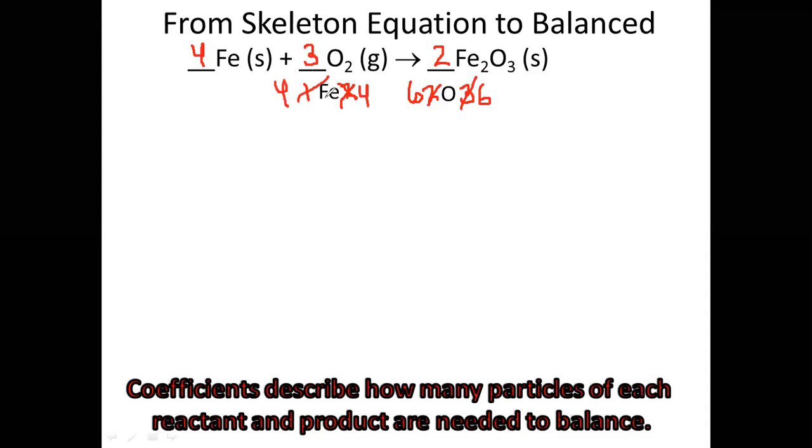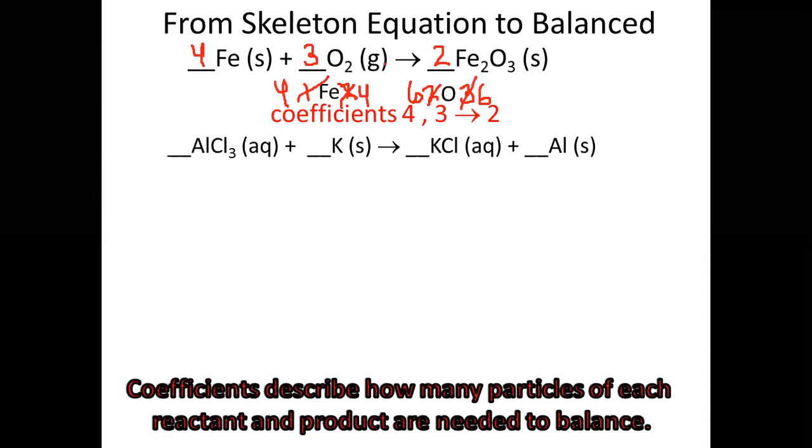We'd end up with 4 iron on each side, 6 oxygen on each side. We have the balanced equation. So the balanced equation in this case shows a 4:3:2 ratio. So our coefficients are 4:3:2.